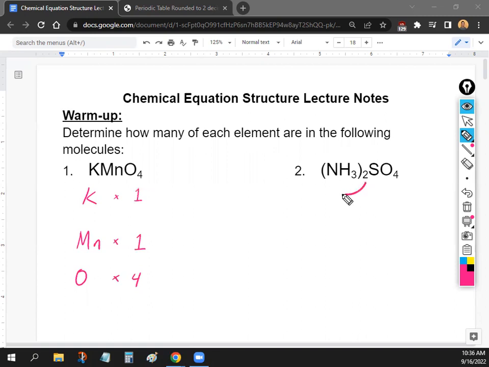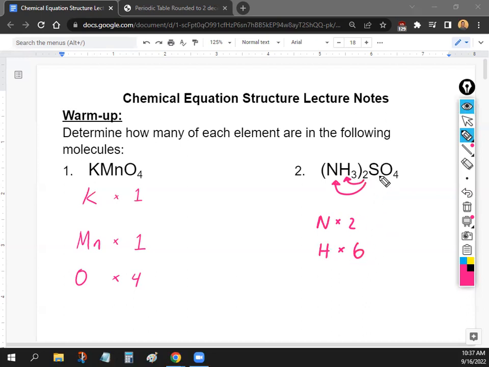So if we multiply the nitrogen by 2, how many total nitrogens do we have? 2. Good. There's no number here, so that's 1 nitrogen times 2 is 2. Let's look at hydrogen now. There's 3 hydrogens in here. So if we multiply it by 2, how many hydrogens? 6. Yeah, 6. 3 times 2 is 6.